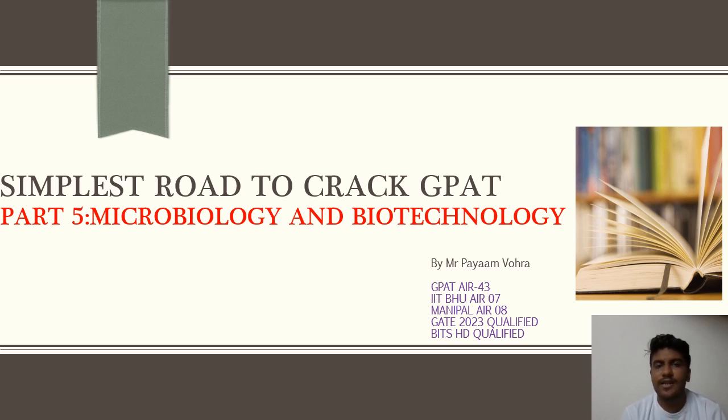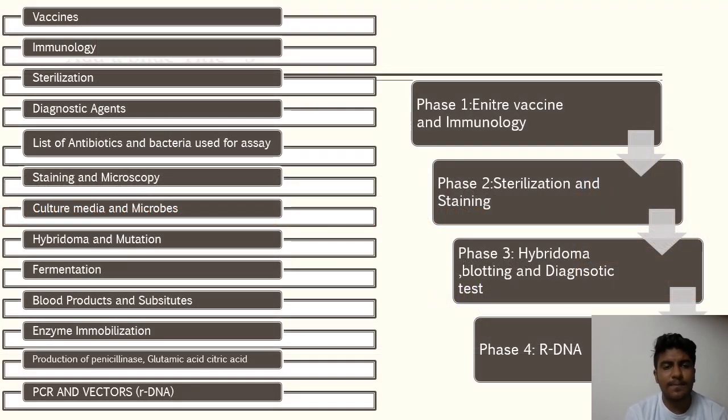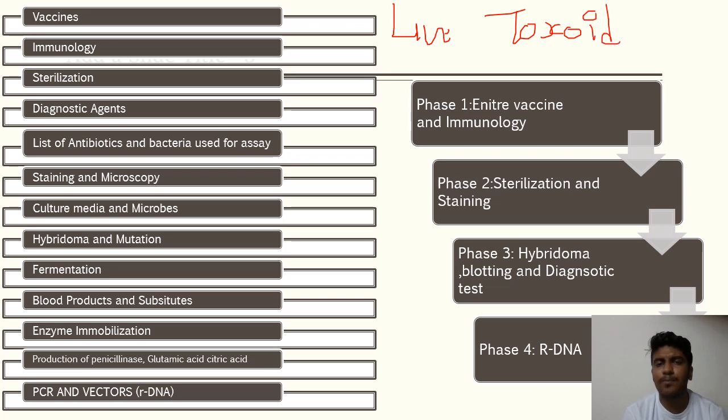Part 5, which will encompass microbiology and biotechnology, and this will be covering the simplest route to crack GPAT series part 5. So in microbiology and biotech, you basically have a few things that you need to prioritize. The number one is vaccines. You need to know the types of vaccines, whether live attenuated, killed, or toxoid, and you need to know the examples: subunit conjugate vaccine, polysaccharide vaccine, because nowadays there are so many vaccines: pentavalent vaccine, trivalent vaccine. So you need to know the examples of each and every kind, because it is compulsory that a question pops up from vaccines, so you cannot leave vaccines.